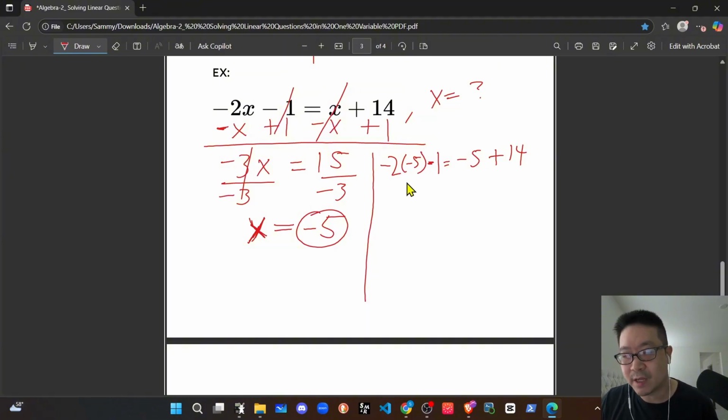So -2 times -5 is 10, right? Negative times negative is positive. So we have 10 minus 1, which is 9 on the left side. And then -5 and positive 14 is also going to be 9. Therefore, our answer is correct.